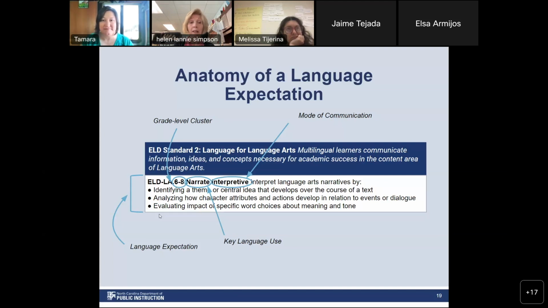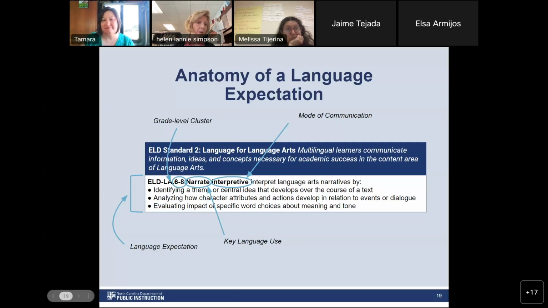Or maybe it's analyzing how character attributes develop across the events or plot line, if you will, or evaluating the impact of specific word choices on meaning or tone.